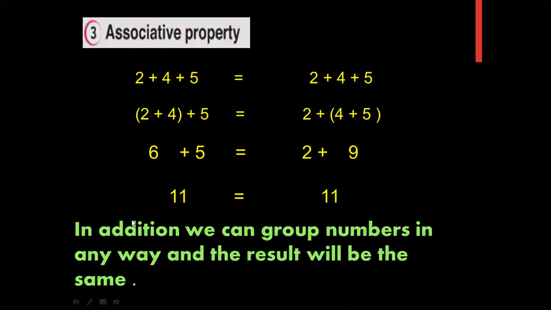So, in addition, we can group numbers in any way and the result will be the same. We can take a group of numbers in any way. Maybe take the first and the second, and maybe take the second and the third. And the result doesn't change. This is the third property. It's called associative property, or associative property. Both are right.